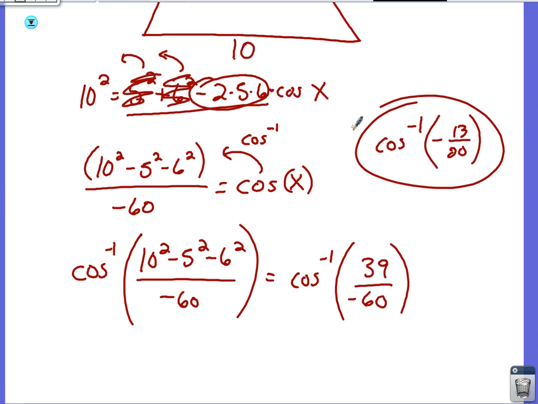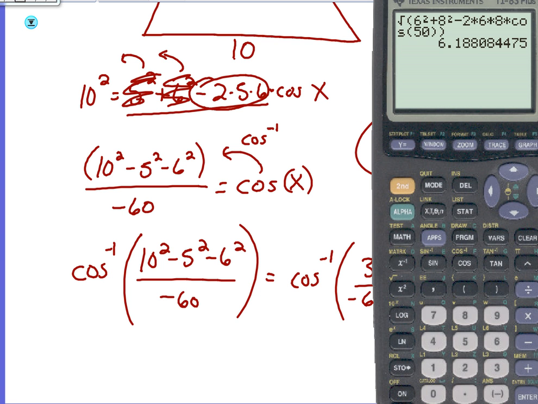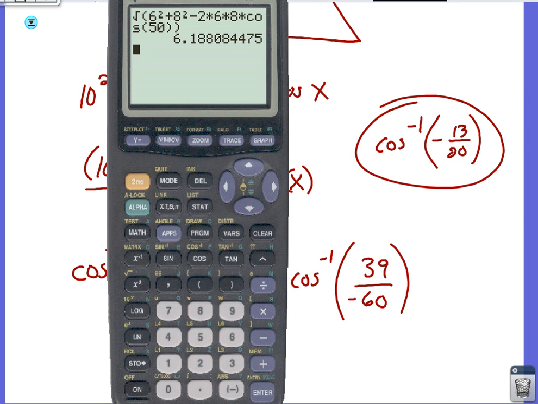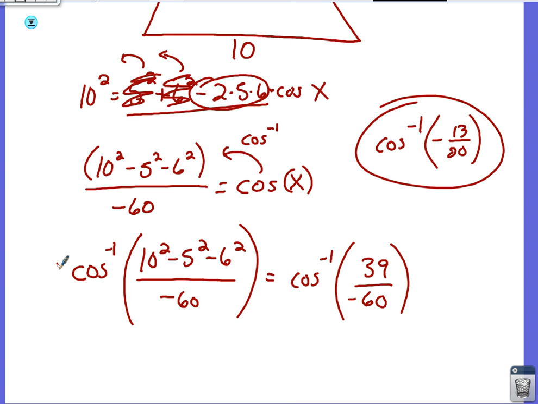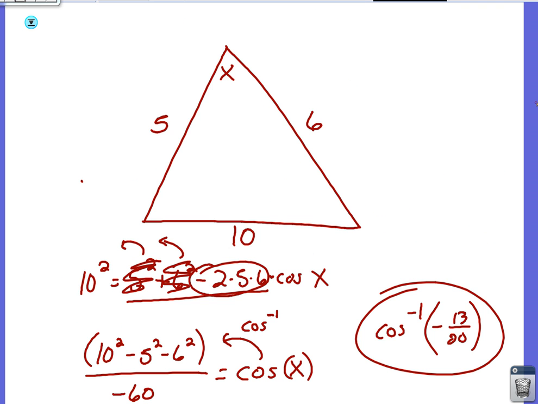But the inverse cosine of negative 13/20, I do know that that's an obtuse angle. Should be bigger than 90. And I do know it's an accurate answer because it's not a whole number. So you have inverse cosine, see if this is what you got, of negative 13 over 20. 130 degrees, 131. X is about 131 degrees, which makes sense.